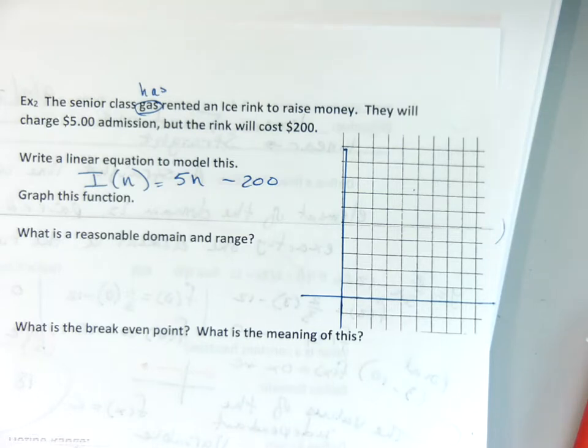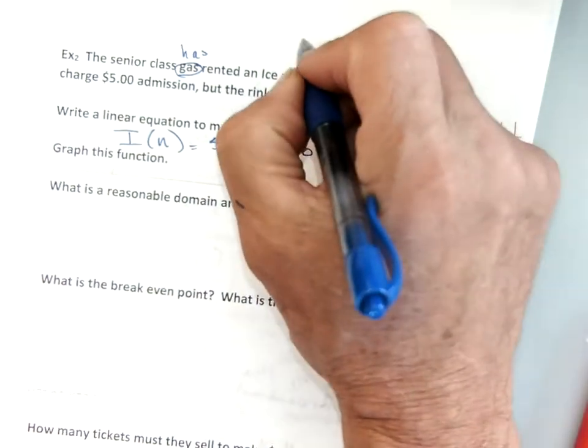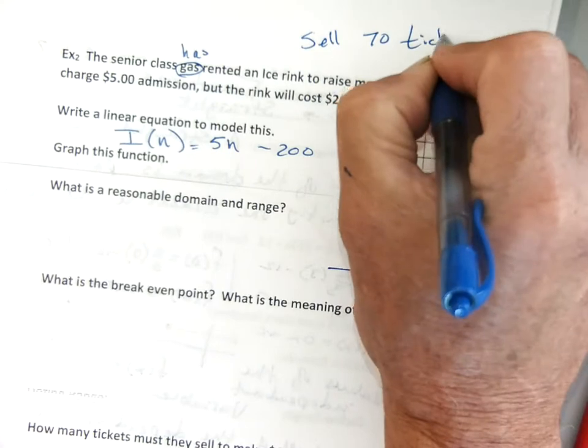How many kids can maybe get into that? 70? Okay, you guys are good at 70? Yeah, okay, so we got about 70 kids. So we'll hopefully sell 70 tickets, okay?